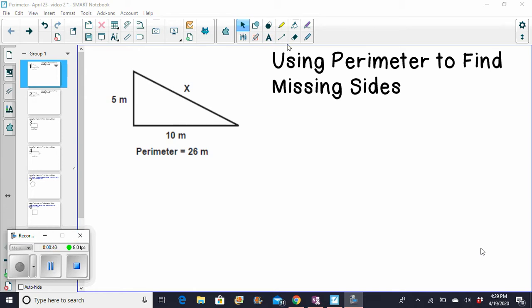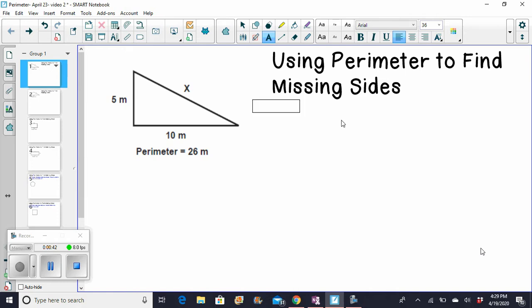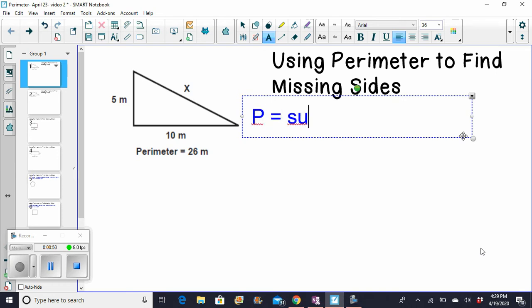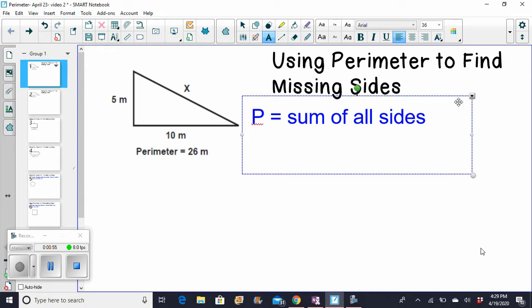So as a quick review, when we talk about perimeter, what we are looking at is the sum of all sides, okay? So the perimeter equals, P equals sum of all sides, P for perimeter. All right, and depending upon the number of sides that you have on a figure, that's going to determine how many numbers you're going to add together to find the perimeter.